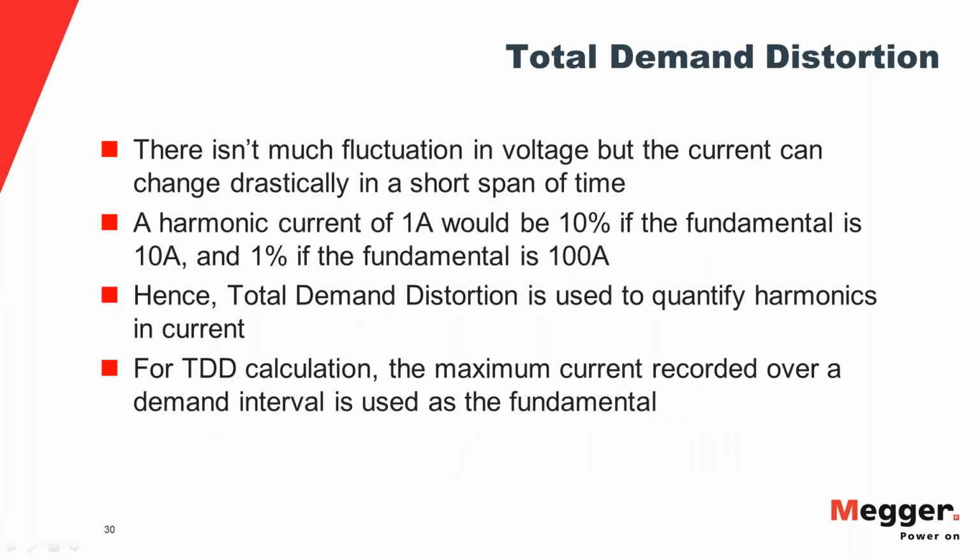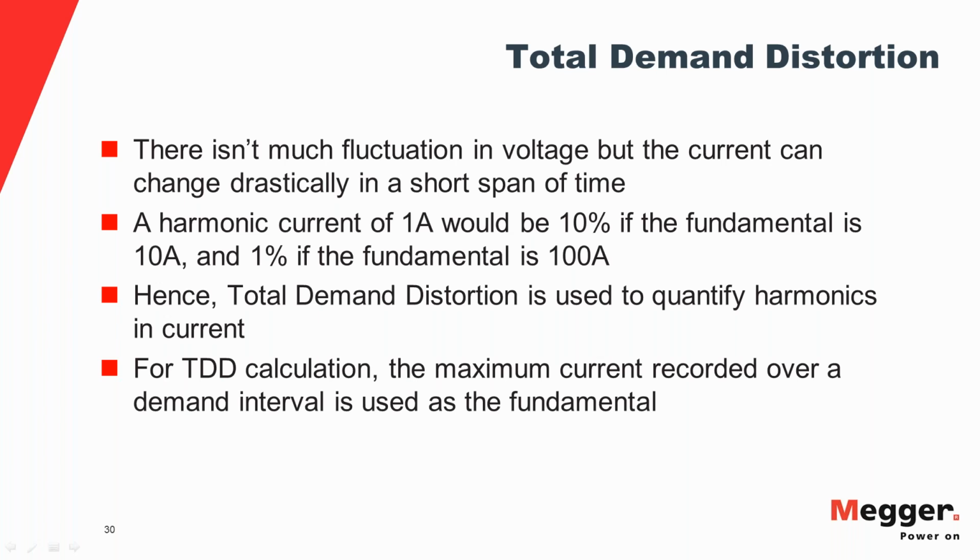Okay, so voltage and current fluctuation wise, there's not much fluctuation in voltage. Voltage stays pretty much constant, close to the nominal value. But the current can change drastically over a short span of time based on the load. So if the load could draw 500 amps one second, the next second the load could drop to 50 amps. So there's a lot of changes in current.